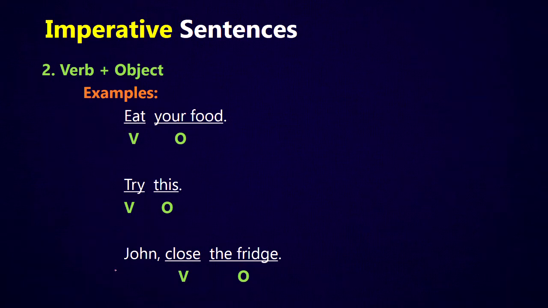If you look at the last one, though, you'll see we've added this name at the beginning. John, close the fridge. Here, the name John is not actually the subject of the sentence. That's why we have the comma there. What we're doing is we're trying to clarify who we are talking to. Maybe there's more than one person in the room. So if we say John, close the fridge, that means we're talking specifically to John and not to anybody else. We don't need to have this information in there. It's just extra information to clarify who we're talking to.